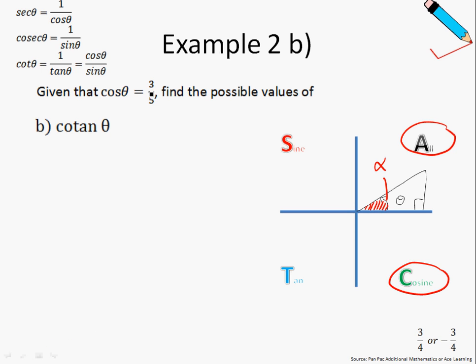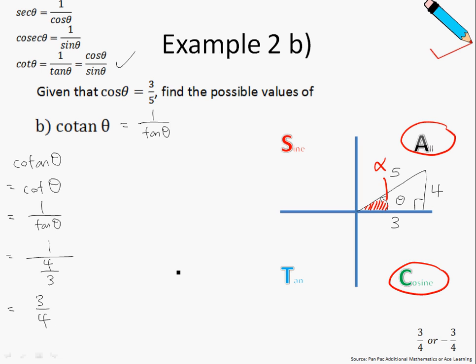Since cosine theta is 3/5, the adjacent must be 3 and the hypotenuse must be 5. Using Pythagoras theorem, we can find that this side is 4. Recall that the cotangent of theta is defined as cosine theta over sine theta, or we can write it as 1 over tangent theta. In the first scenario, for cotangent theta, some of you might want to write it as cot theta. Both are the same; cot theta is a slightly shorter form. This is actually 1 over tangent theta, and from our diagram we identify tangent theta to be opposite, which is 4, over adjacent, which is 3.